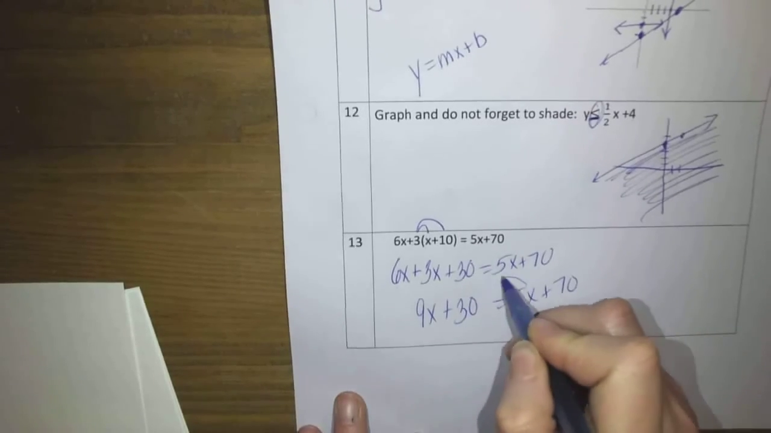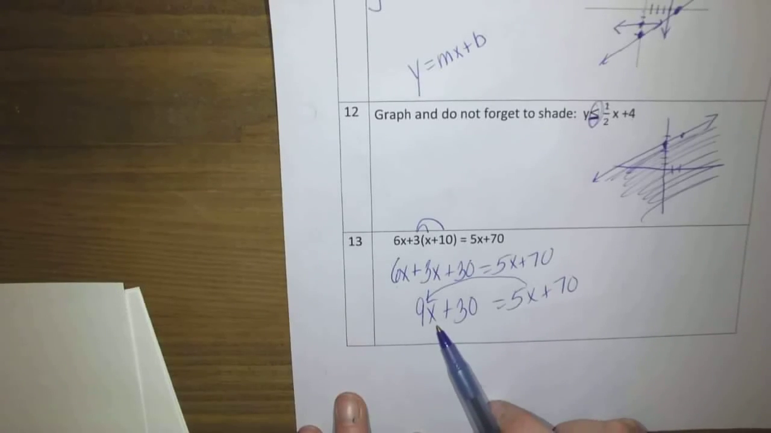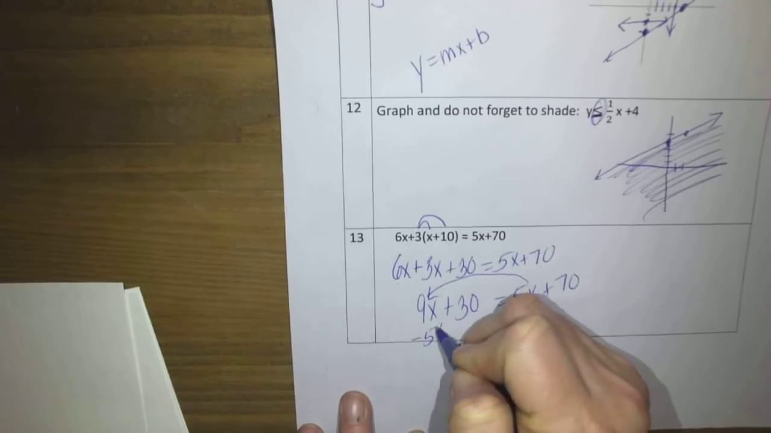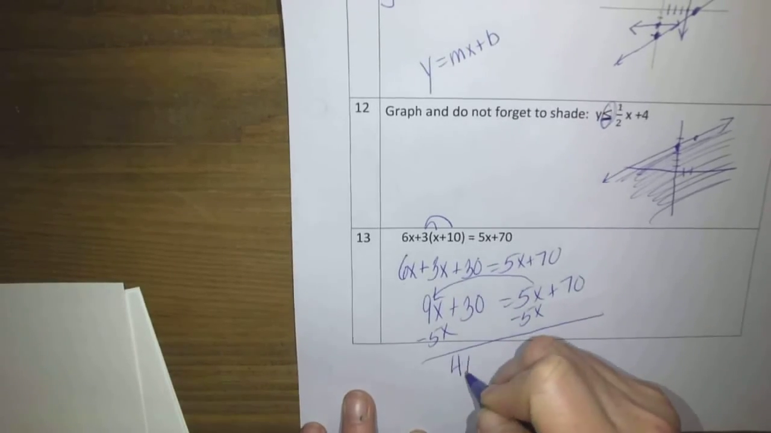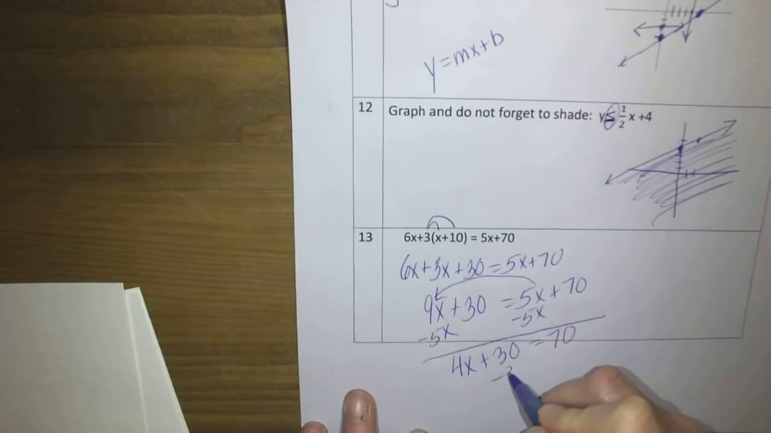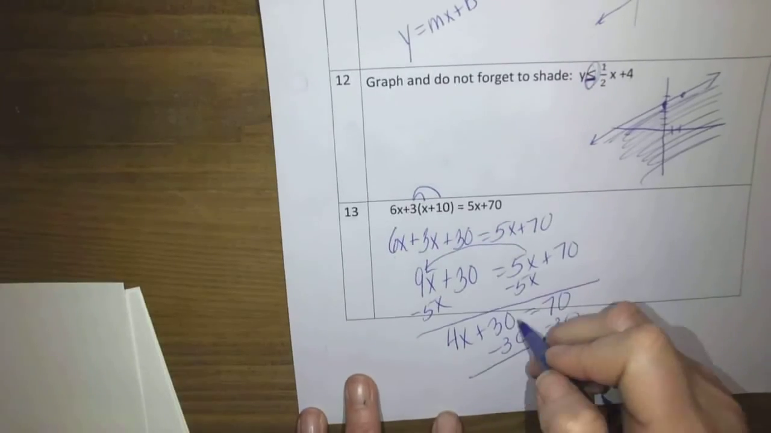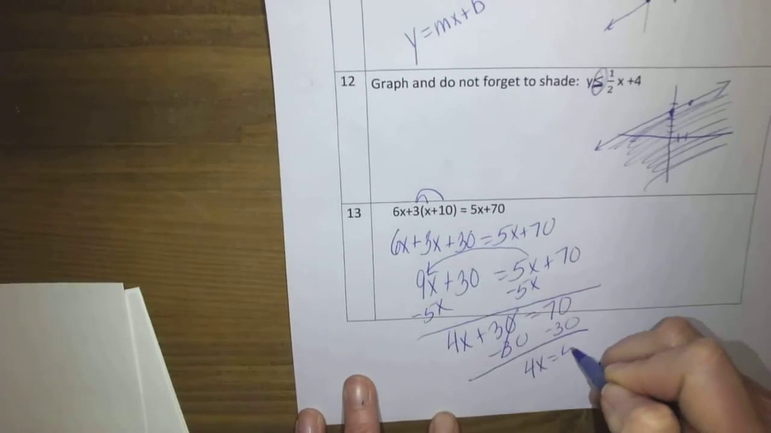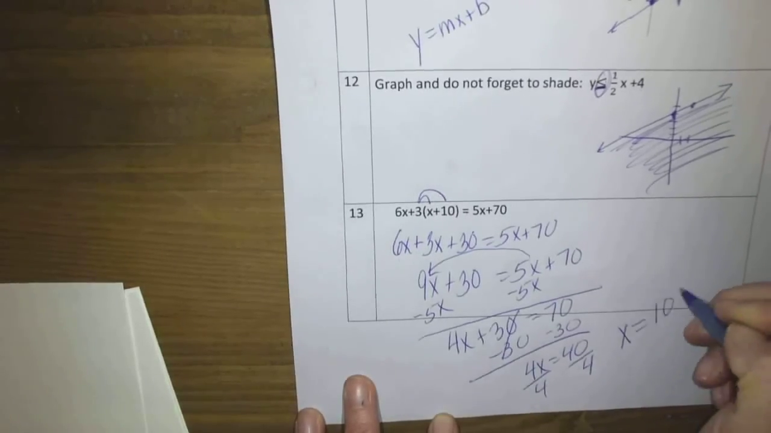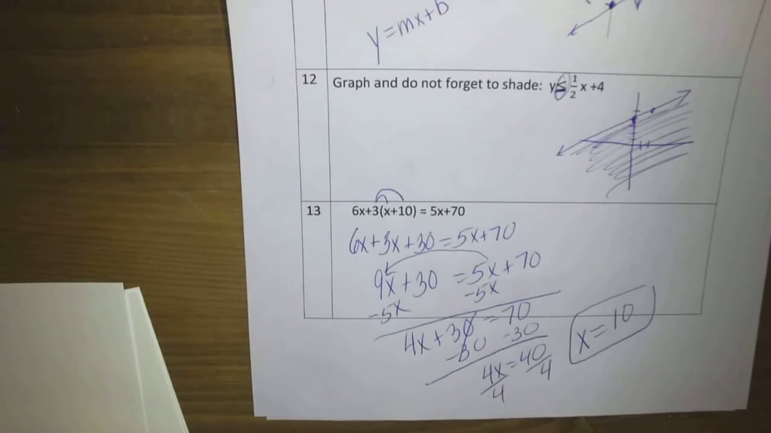Then I'm going to take all my x's to one side. I think I'm going to bring these 5 x's over to this side. How I bring a positive 5x is I subtract 5x. So I'll get 4x plus 30 equals 70. Subtract 30 from both sides. I will get 4x equals 40. Divide by 4. X equals 10. So there is my answer for number 13 and the last video.